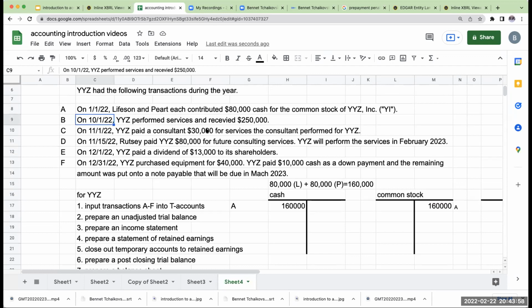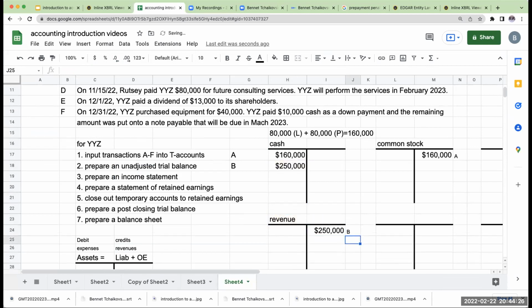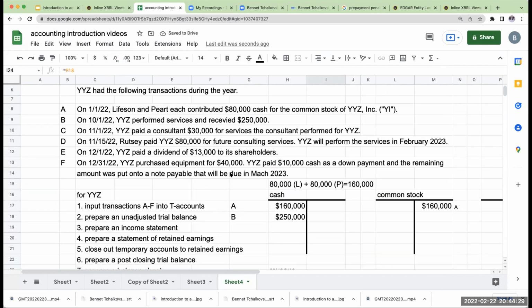I performed services on October 1st, and I received $250,000 cash. Easy part first. I'm going to go ahead and record cash for $250,000. Now, for every debit, I need a credit. Because I performed services, I need to recognize the revenue. And I recognize a revenue with a credit. So I'm going to go ahead and record that revenue right over here with a credit. Notice that I'm making the little notations on the side over here. This is because if I mess up, I'll be able to figure out what I did wrong later.